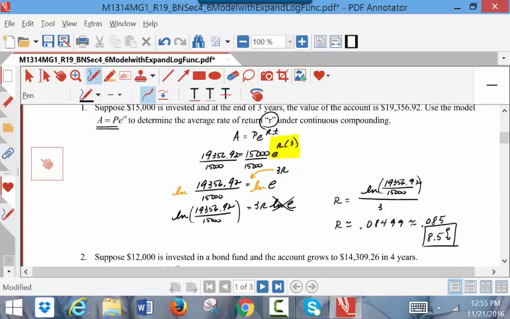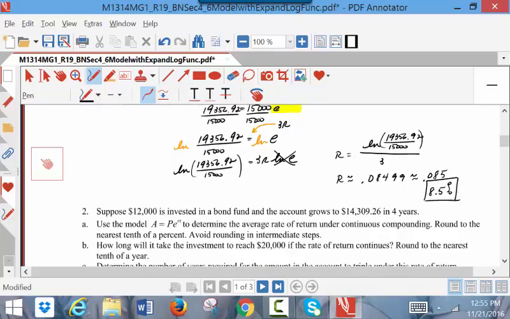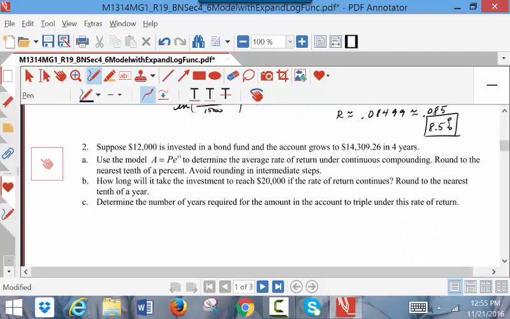Yes? Why do we not multiply out the 19,356 fraction? Why not divide that first? We want to wait, because it's going to be a decimal value. It's going to be an irrational number, and so I'm going to wait till the very last minute to calculate it so my accuracy is as close as I can get it. Okay, for greatest accuracy.